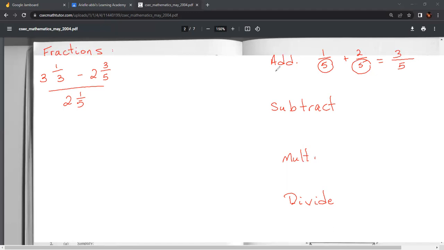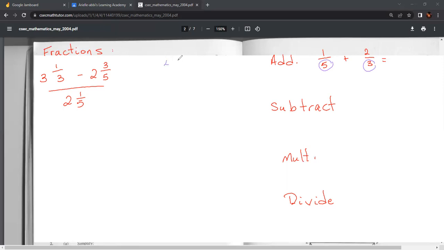Now, let's say they gave us 1/5 plus 2/3. Now, in mathematics, there's a rule. You can only add or subtract fractions if the denominators are the same. Now, in this case, the denominators are not the same. So we have to find the LCM.